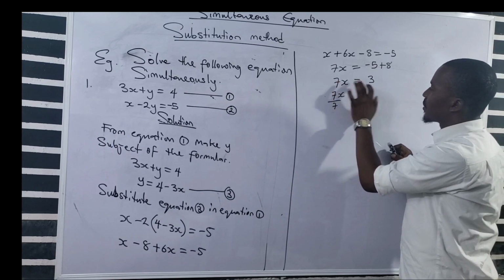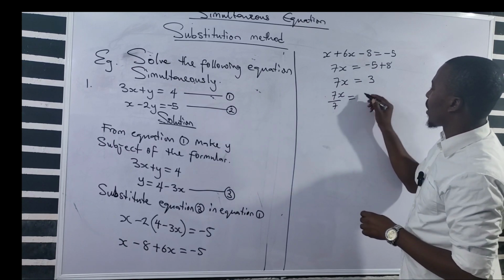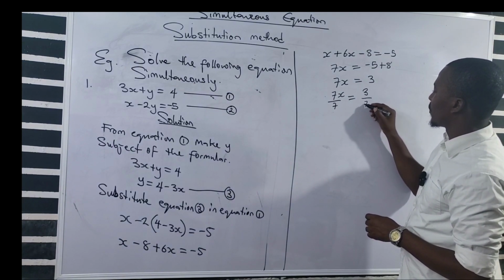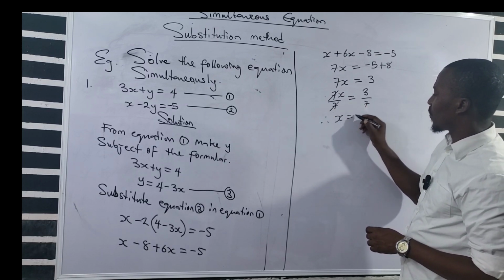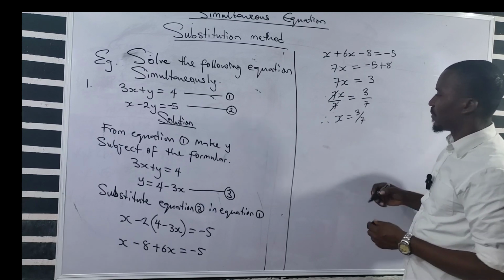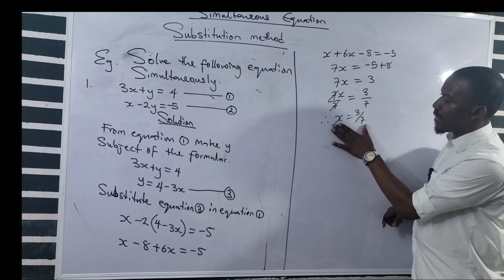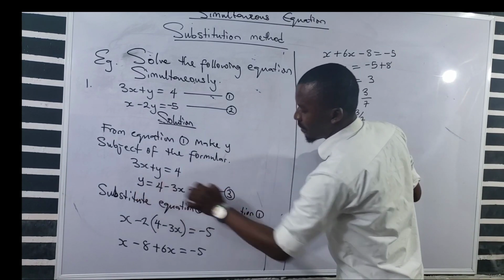So you divide both sides by 7 just to have your x free. So you are going to have 3 over 7. Okay, so this and this will go. Therefore, x equals 3 over 7. So with that now, we can easily put our x in equation 3 so that we can get our y.